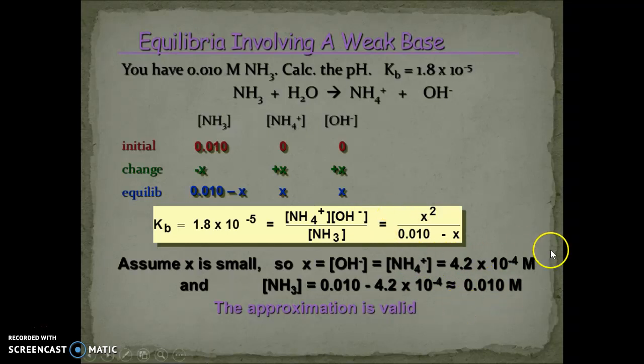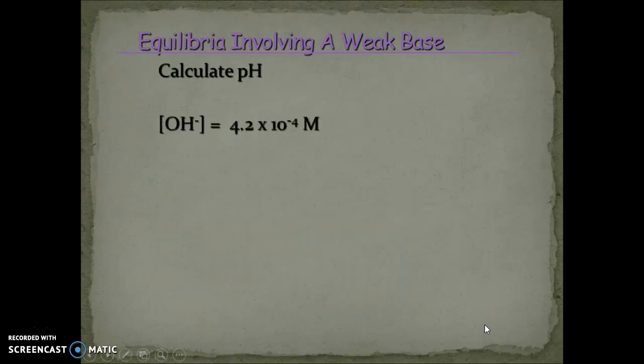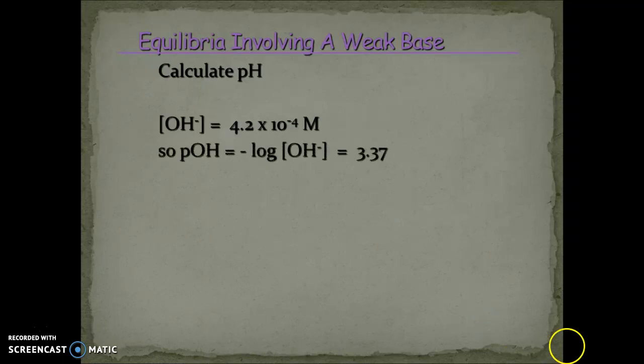So now that only gets me to the OH minus concentration. So we need to still calculate the pH. So if that's OH minus, I do the negative log in order to get pOH. That gives me a 3.37. And I have to go one more step. Don't stop here. Got to go one more step.